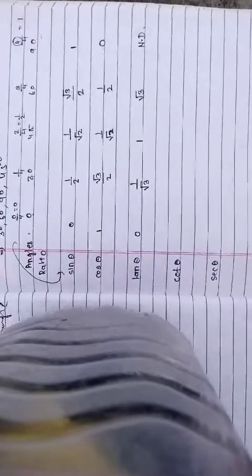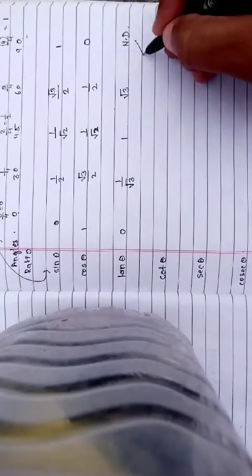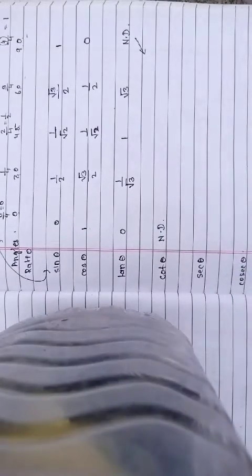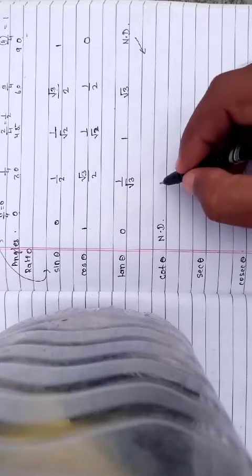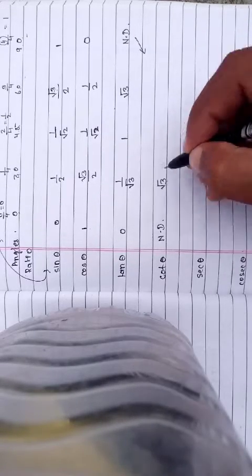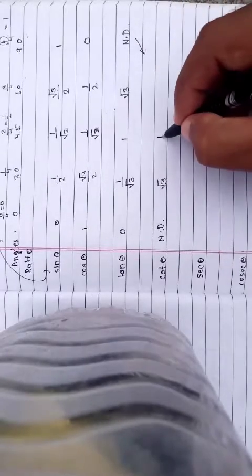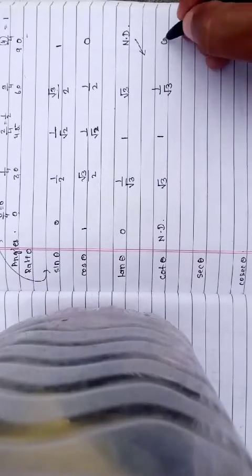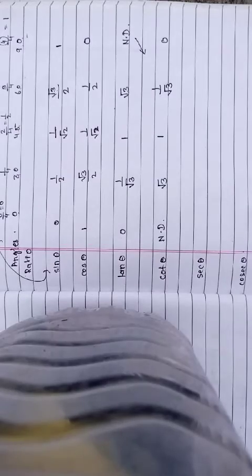Now for cot theta, again you change the order, starting from the end. So the first term becomes not defined. Then we have root 3, then 1, then 1 upon root 3, and then 0. That means we go in the anti-clockwise direction.